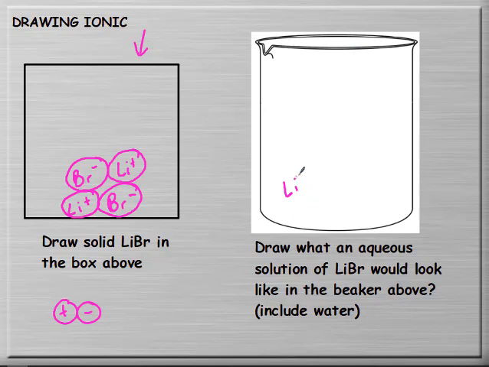So I should have a lithium ion, and I should have bromide ions in the container. So technically I would have 2 lithium and 2 bromide. But for simplicity's sake, we're just going to have 1 of each. So we're going to go in and include water. Let's add 4 molecules of water to this container. Restart when you have your water.